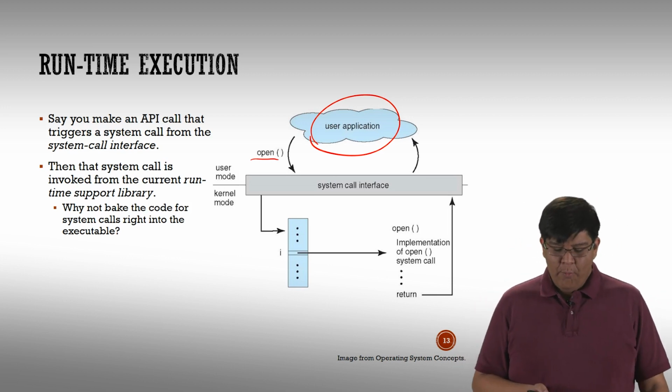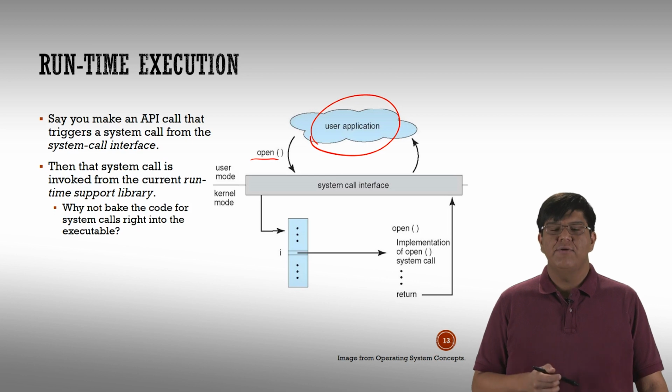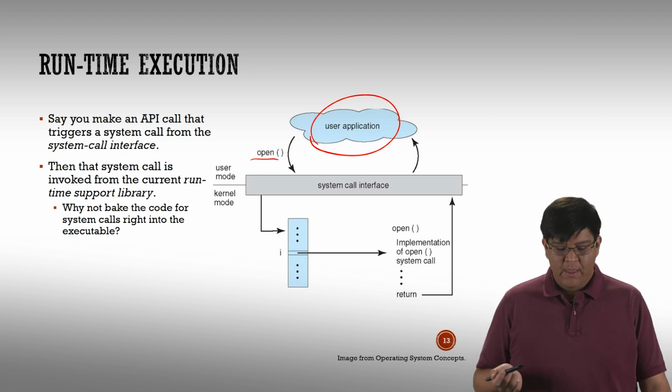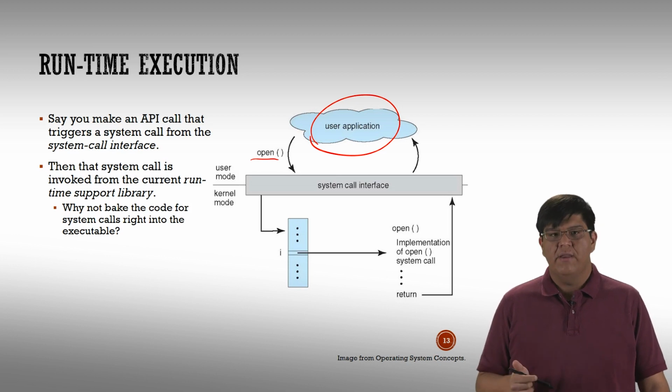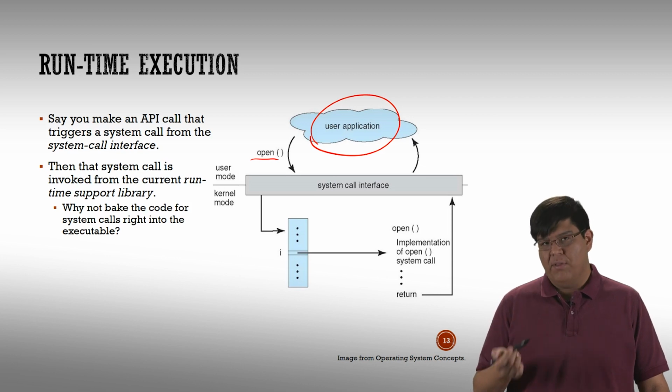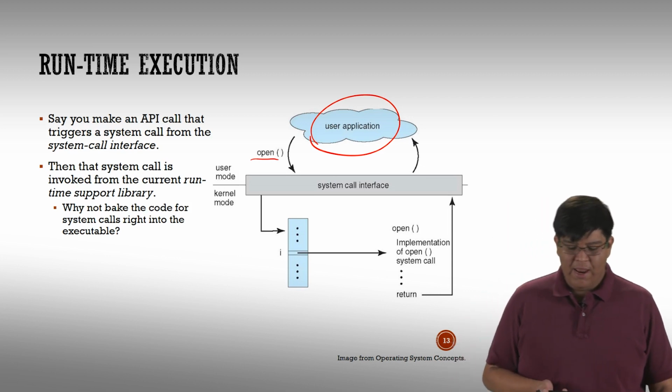Your open call is being given to the system call interface. The system call interface is the thing that's responsible for actually executing that. When your program is running, there is something called the runtime, runtime environment or runtime library. There has to be some code loaded up to take care of these different pieces of functionality, for example, open.